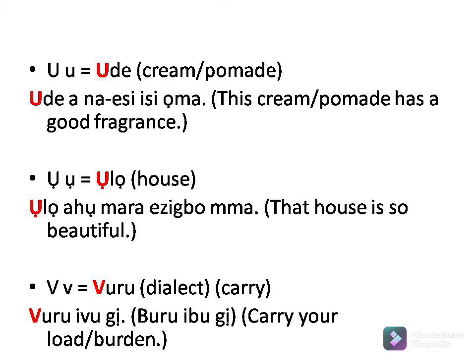The next letter is the V. We can find this V only in dialects. We don't have words in the Central Igbo containing that letter V. So we can have the V in words like vuru. Vuru means carry.